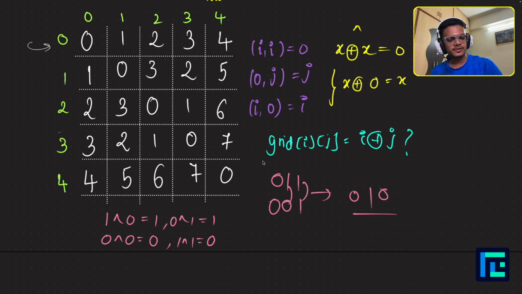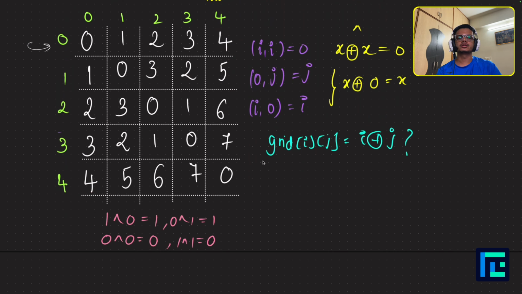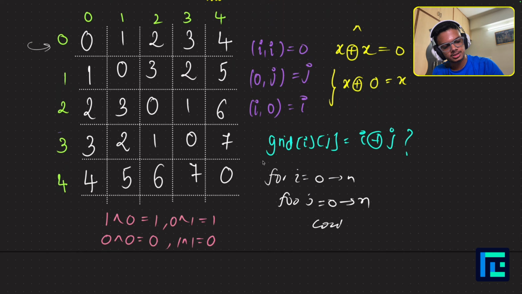Fine. So you can verify it for yourself by taking more examples. Grid of i j, in every one of them, will actually be equal to i XOR j. So can you conclude it? Because if you can conclude it, the question is done and dusted, right? You can just run a loop for i equals 0 to n, for j equals 0 till n, and just print i XOR j. So the question is done and dusted there.